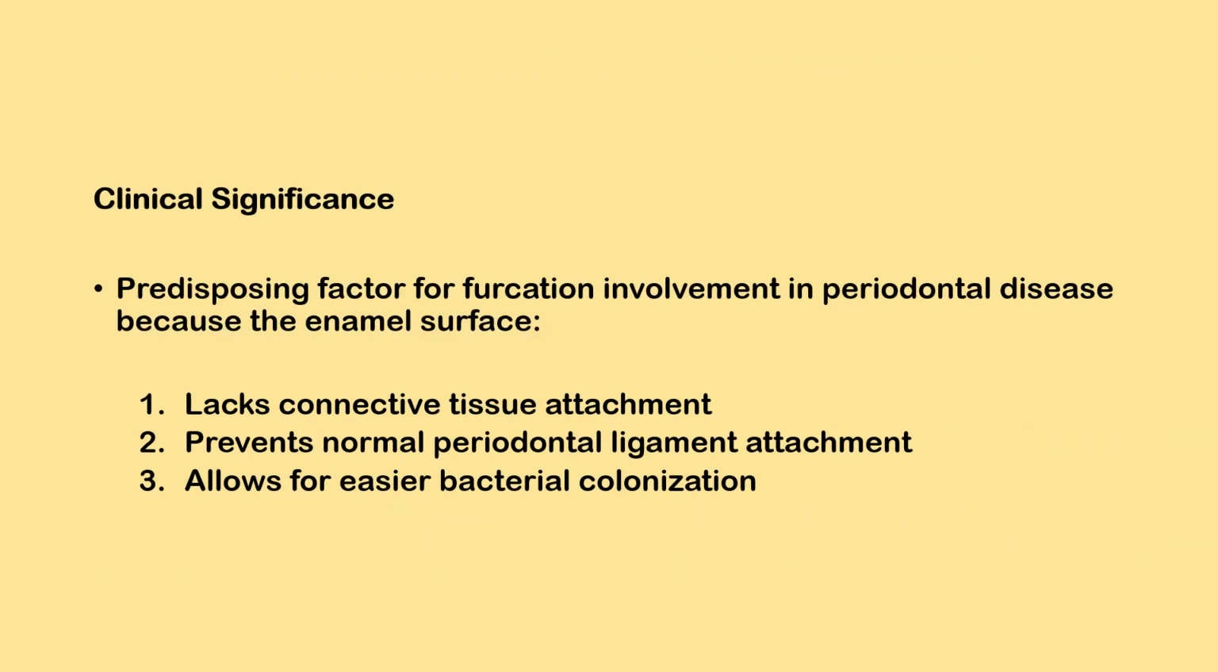Now coming to the clinical significance of cervical enamel projections. These projections can increase the risk of furcation involvement in periodontal disease because connective tissue cannot attach to the enamel properly. They also prevent normal periodontal ligament attachment and make it easier for bacteria to grow.